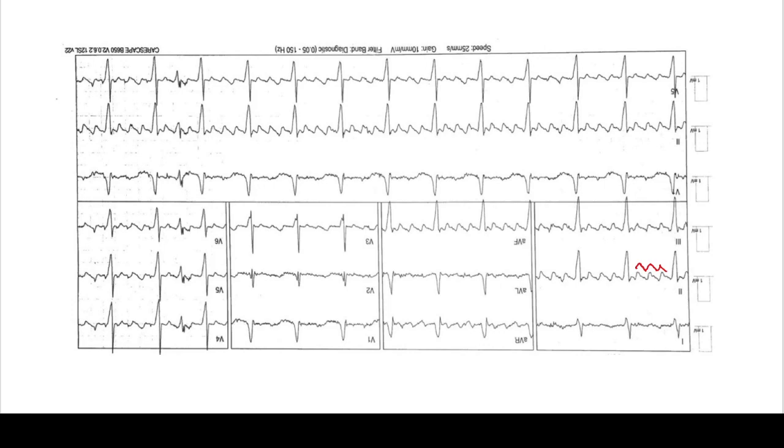It's sometimes hard to figure out whether this is 3-to-1, 4-to-1, or 2-to-1, but that's where the heart rate could really help you out. Here we have 1, 2, 3, and the fourth P wave is actually buried in the QRS complex. So this would be a 4-to-1 block.